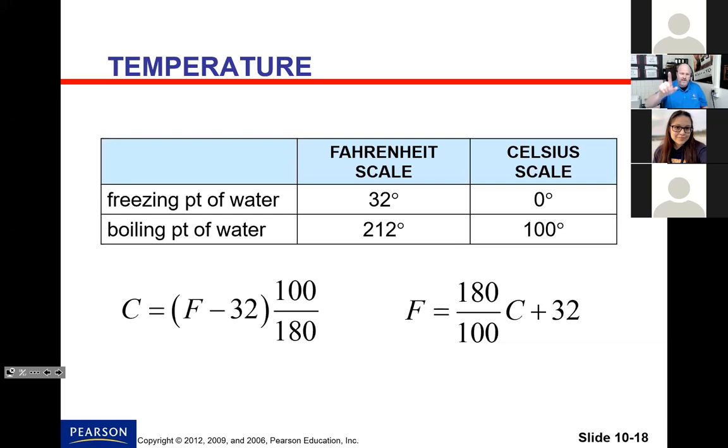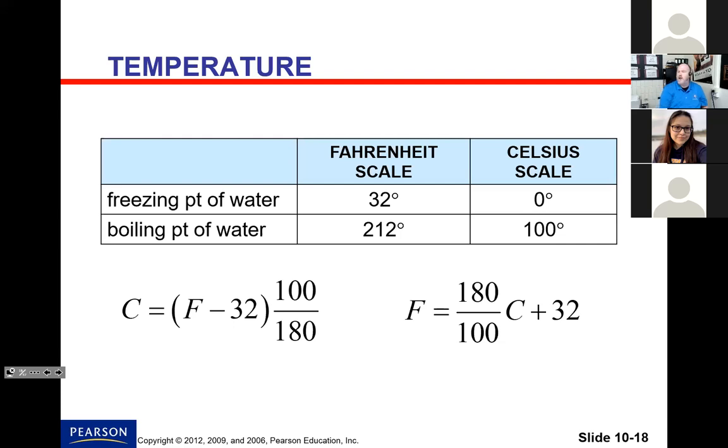Trivia time. Where do Celsius and Fahrenheit meet? Where are they exactly the same? There's a temperature. Minus 40. You got it. It's minus 40. So when we talk about minus 40 Fahrenheit and minus 40 Celsius, they're the exact same point. If we drew this on a graph, you'd have two lines, and where they cross is at minus 40.